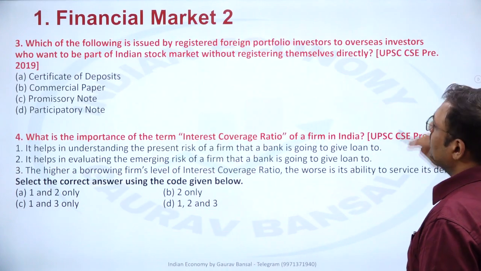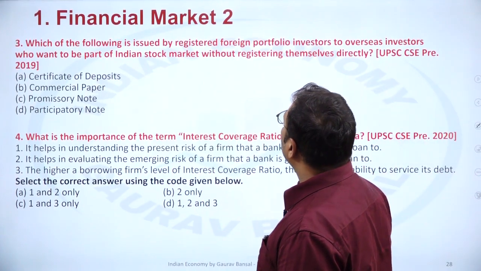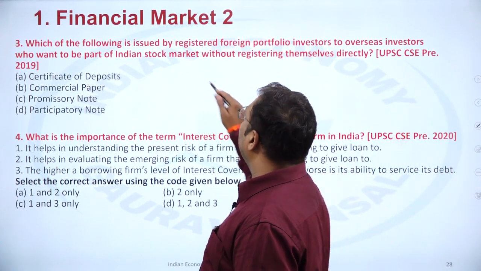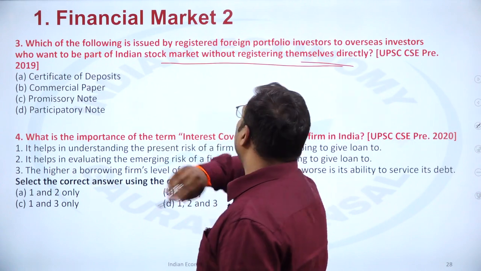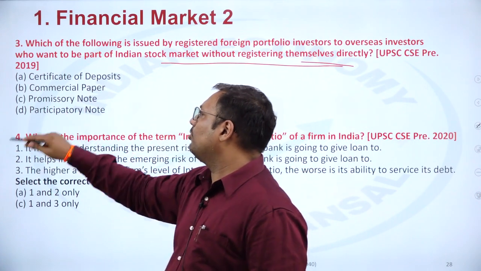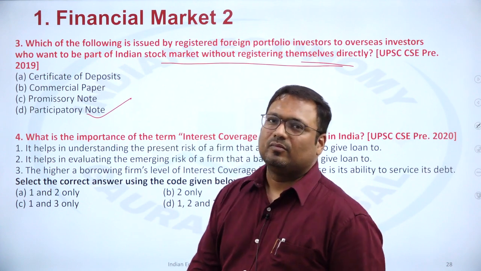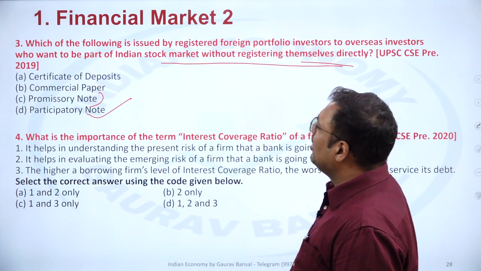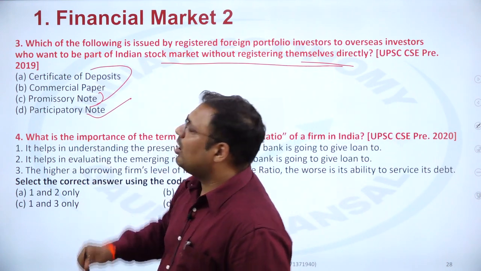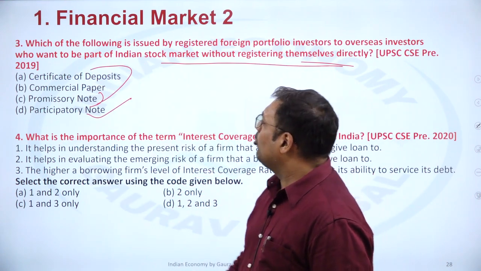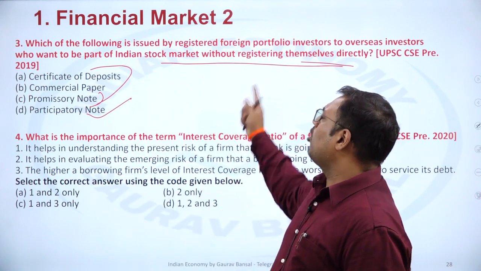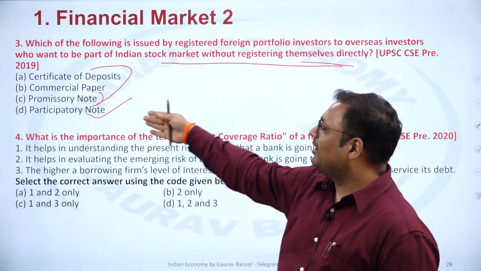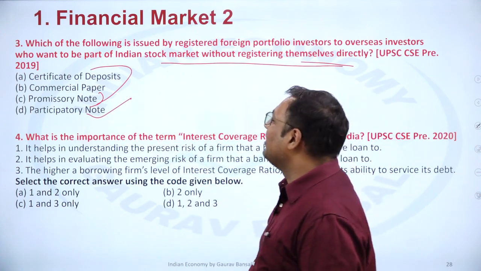Third, which of the following is issued by a registered foreign portfolio investor to an overseas investor who wants to be part of the Indian stock market without registering themselves directly? So the answer for that is participatory note. Promissory note is basically a term we use for debt instruments or some other instruments. Commercial paper and certificate of deposit are both a type of promissory note. Other options are not even related to the stock market actually. So since there is only one term which is related to the stock market, you can directly answer it without specific knowledge of this.